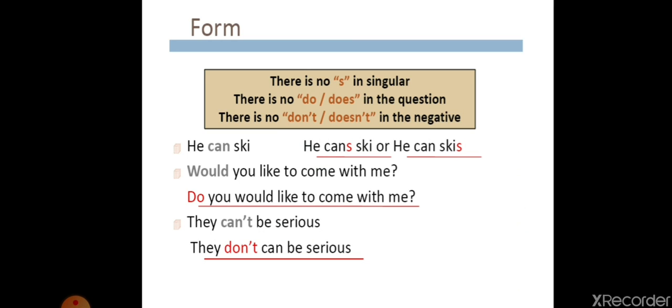Would you like to come with me? If we add do, as in do you would like to come with me, then this sentence is wrong. They can't be serious. They don't can't be serious is wrong. So again, when we make the negative by adding don't, we are creating an error. So let us move ahead. From here we can find that modals have no s. They do not use do or does in the question, and there is no don't or doesn't in the negatives.